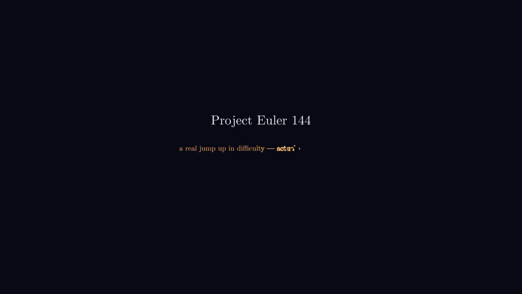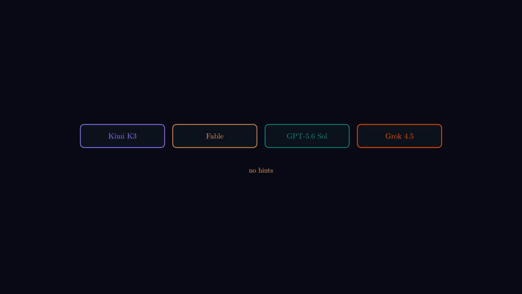We're not just counting paths anymore, it's actual geometry with actual angles. So I gave it to Kimi K3, Claude Fable, GPT 5.6 Soul, and Grok 4.5, the same as always with no hints. And the model that's been the most reliable lately couldn't even finish this one.